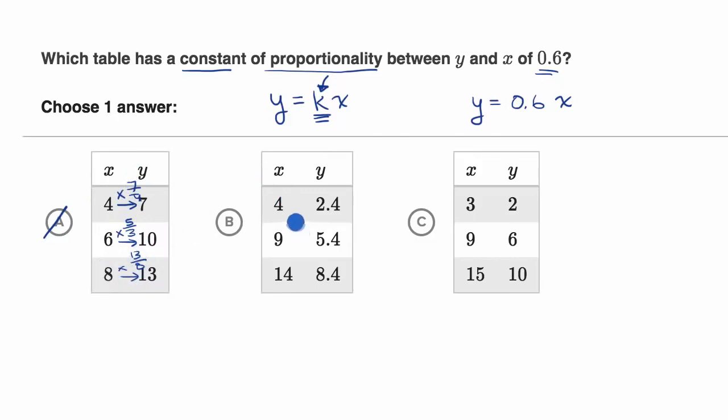Now let's look at choice B. To go from 4 to 2.4, you would multiply by 0.6. But that's not enough for us to say that this is truly a proportional relationship. It would have to be 0.6 in every scenario.